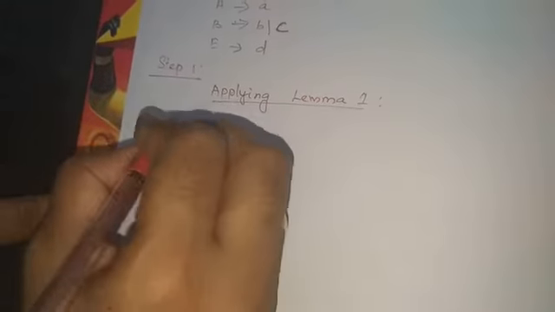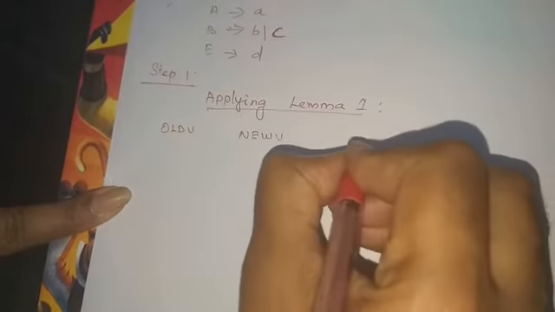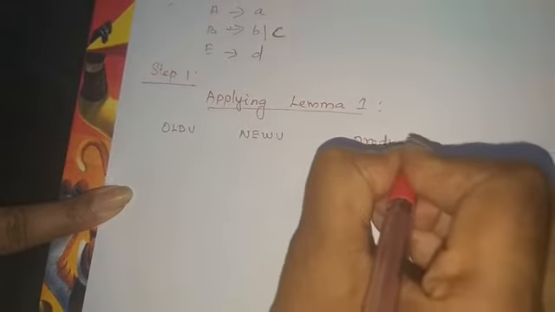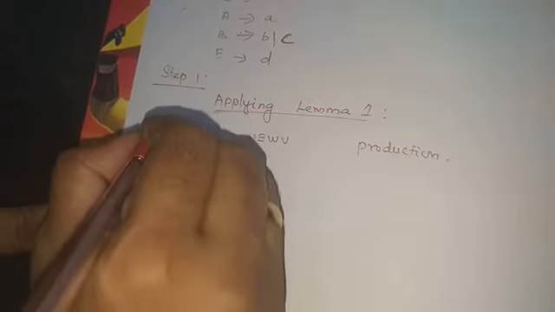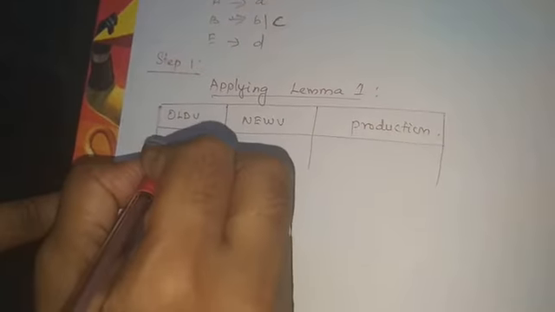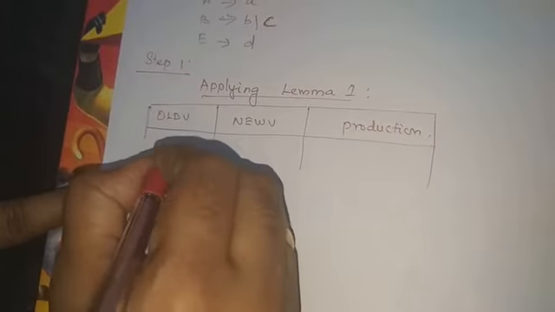So what is lemma 1? In lemma 1, I have to use old V, new V and production. I told about all these in the previous video. Old V, new V and what a production is, all of us know. So we have to make a table with columns like this, with these three columns: old V, new V and production. First, according to the algorithm, we have to initialize old V with phi.